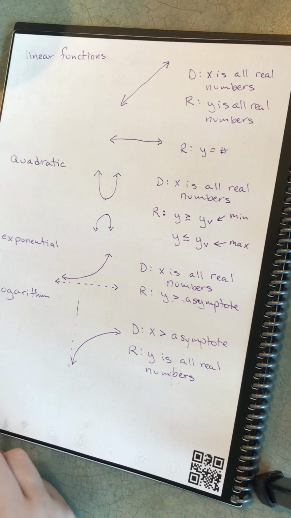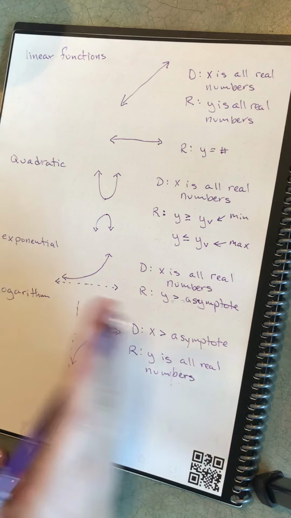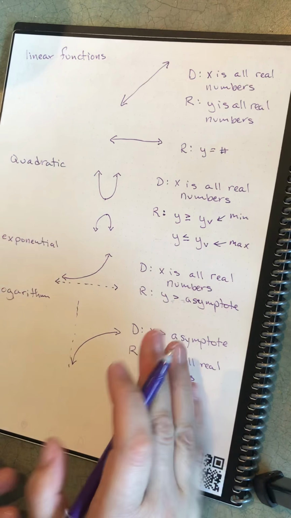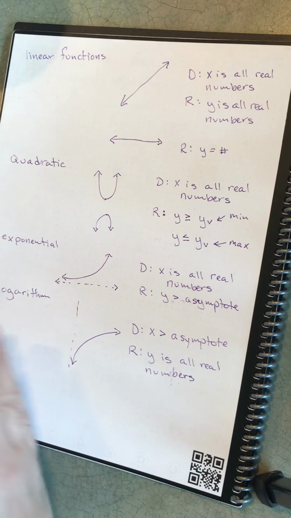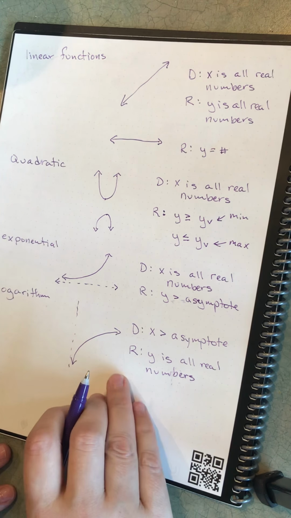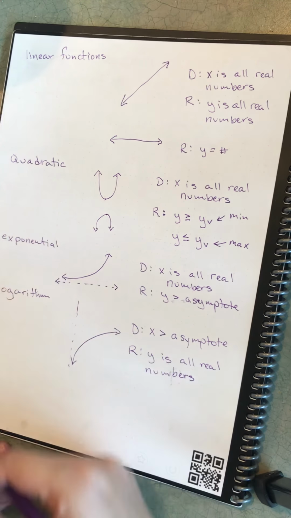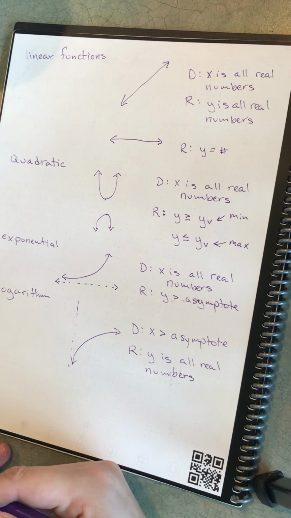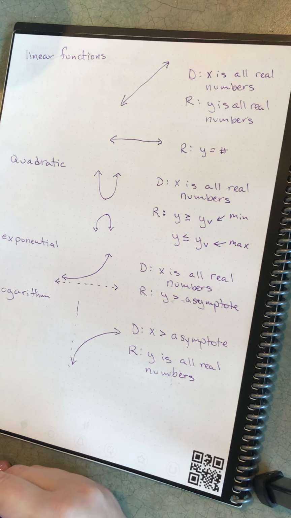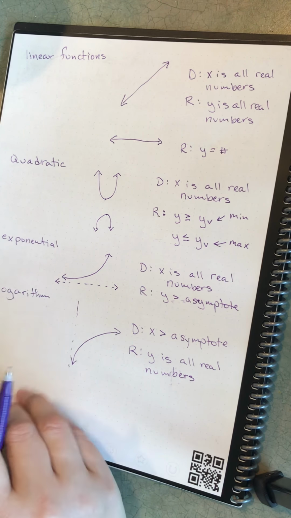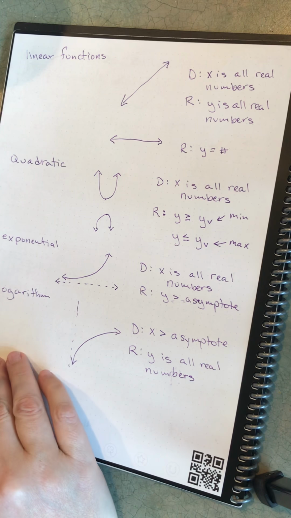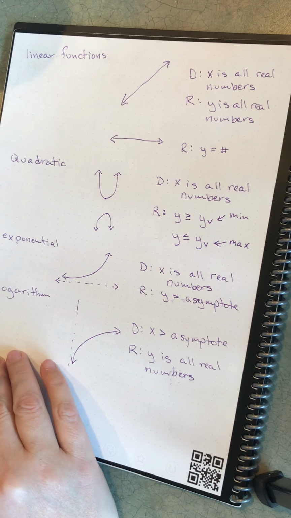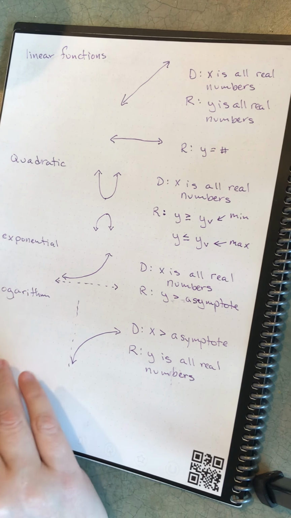Just generally speaking, we're looking at left to right for the domain. Is there any limit to how far it can go? And the range is going up and down. Is there any limit to how far it can go? Are there any problems that we have to avoid? I think that's good for now.